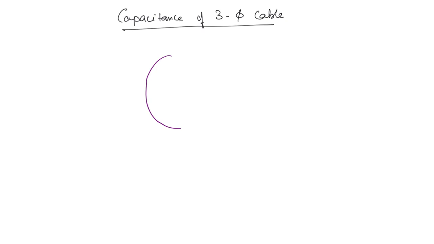Now we will see the capacitance of three-phase cable. So in three-phase cable, what will happen? There are going to be three separate conductors, and each of them is going to have its own separate insulator, right? If you take the entire cable to be like this, then you have the three cores somewhat like this. Okay, so I have shown these with insulator.